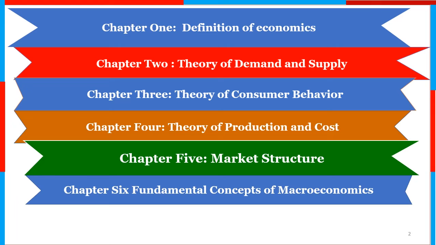Your module may contain around 6 chapters for all freshman students. Chapter 1 talks about the definition of economics. Chapter 2 deals with the theory of demand and supply. Chapter 3, the theory of consumer behavior. Chapter 4 deals with the theory of production and cost. Chapter 5, market structure. And the last chapter, chapter 6, talks about the fundamental concepts of macroeconomics.